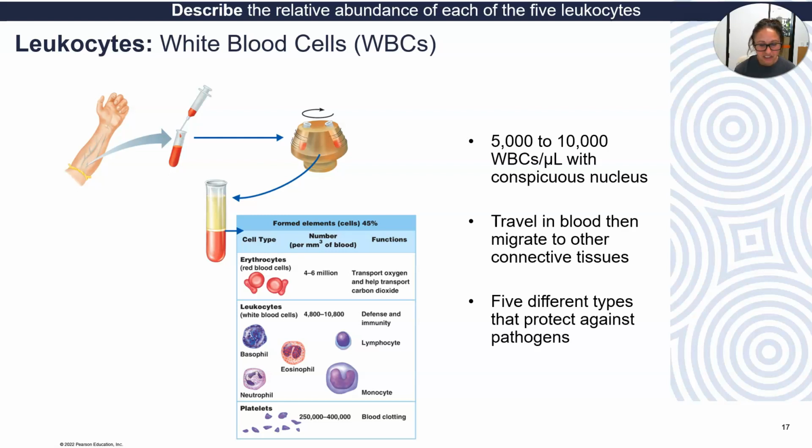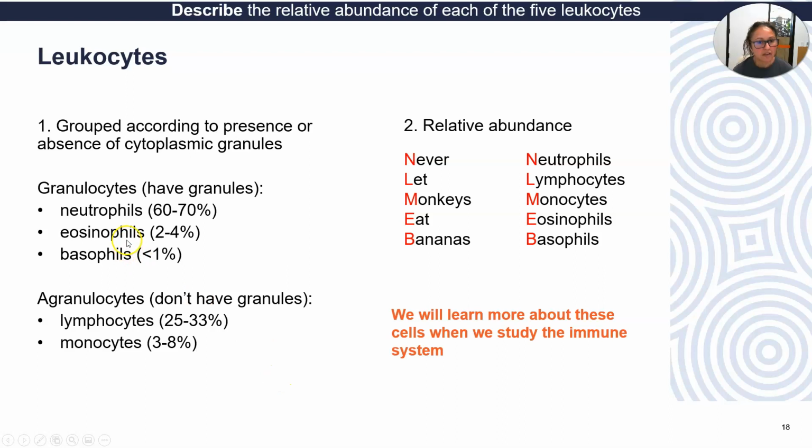Just to understand, the most numerous leukocytes in your blood are your neutrophils, and then, never let monkeys eat bananas. So this is the relative abundance of each leukocyte in your blood. We're going to learn more about their functions, and with regards to their anatomy, some leukocytes have granules in them and some of them don't.